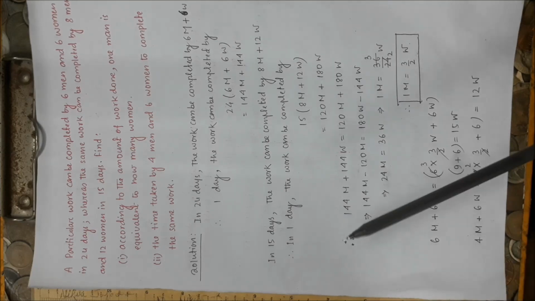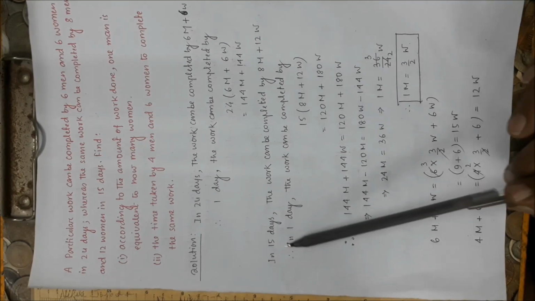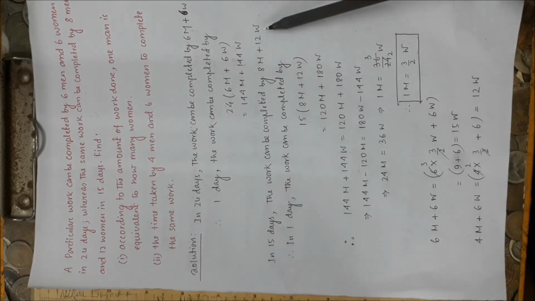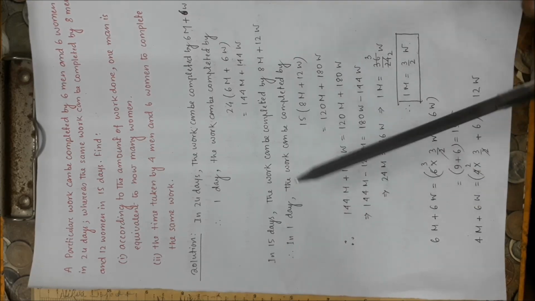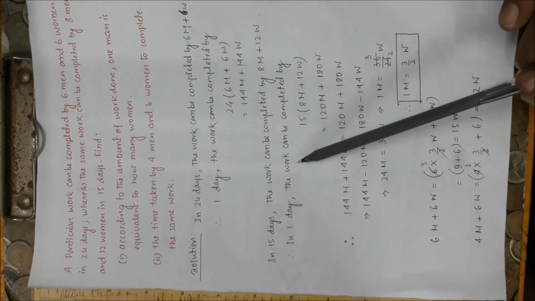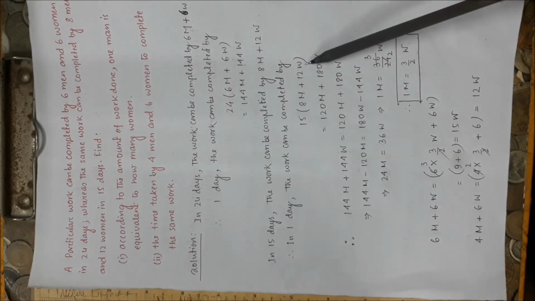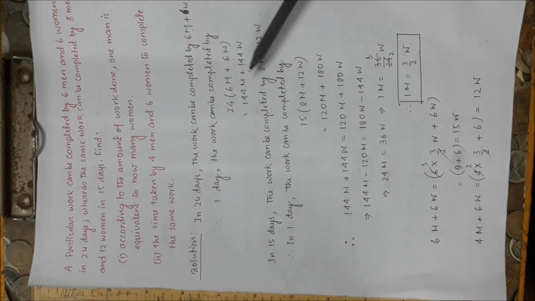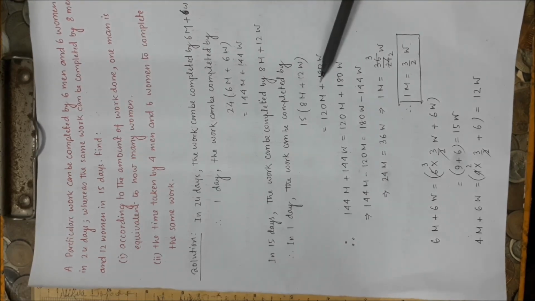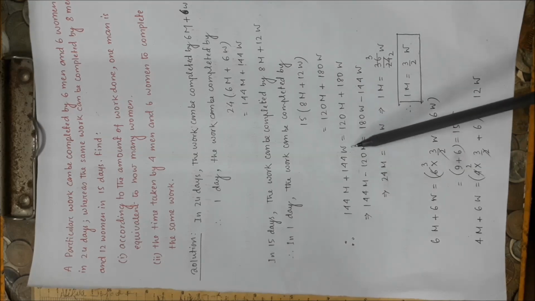Now the same work can be done in 15 days using 8 men plus 12 women. So if you want to complete the work in 1 day, the work can be completed by 15 into 8 men plus 12 women. So 15 into 8 is 120 men, 15 into 12 is 180 women. Now the work is the same, so if these two are equal, 144 men plus 144 women equals 120 men plus 180 women.